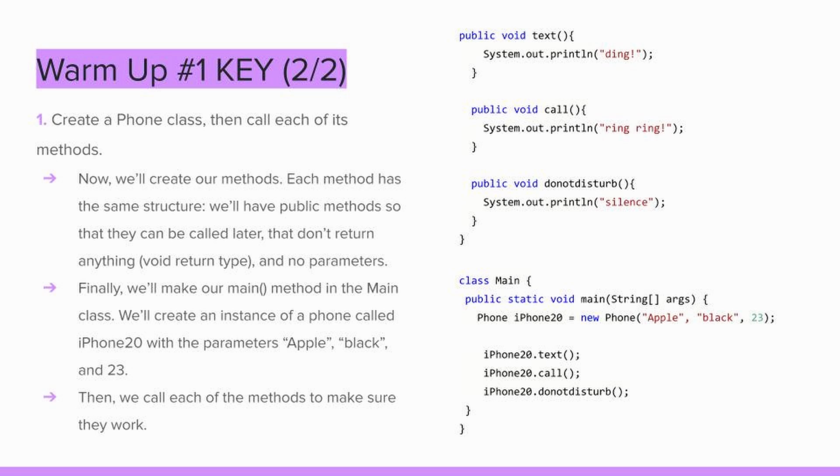Finally, we'll make our main method back in the main class file. We'll create an instance of our phone called iPhone 20 and pass it the parameters Apple, Black, and 23, which correspond to brand, color, and number of cameras. Then we'll call each of our methods to check if they work.